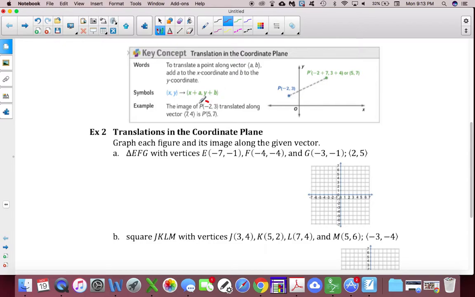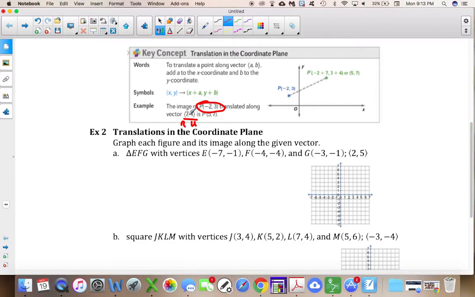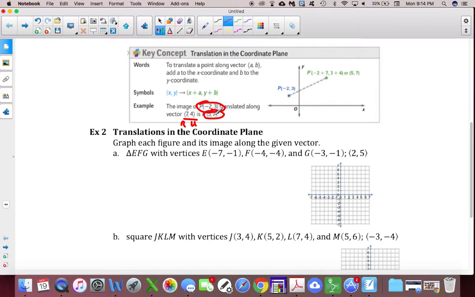If this is your starting coordinate down here, -2, 3, and I'm sliding him 7, 4, that means to the right 7 and up 4. So -2, if I add 7 to that, I end up with 5. And if I take 4 and I add 3 to that, I get 7. So basically, you're just adding your vector to your original point to get your new point.